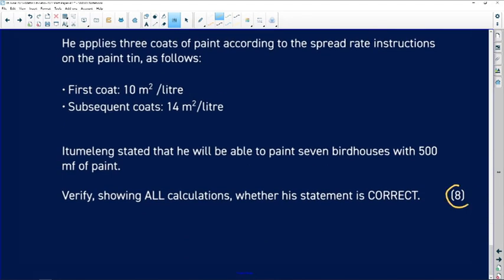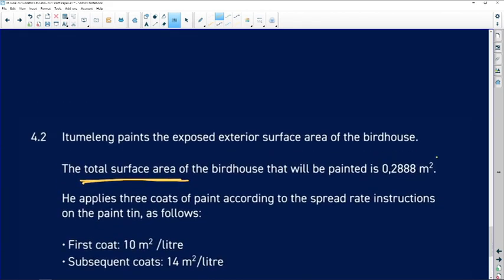Itumeleng, so this is out of 8 marks, quite a lot. Itumeleng stated that he will be able to paint 7 birdhouses with 500 ml of paint. So verify using all calculations whether the statement is correct. Let's see. First things first, we need to see the total of the birdhouse. However, how many coats am I going to be using?